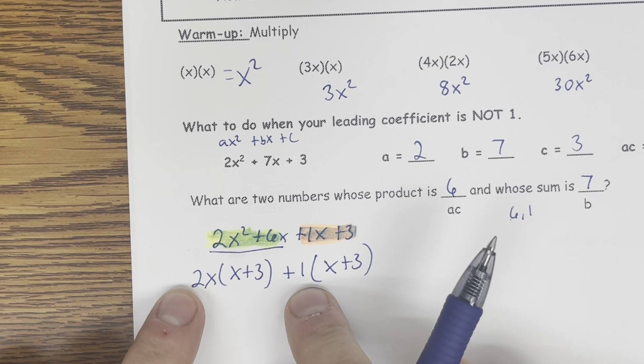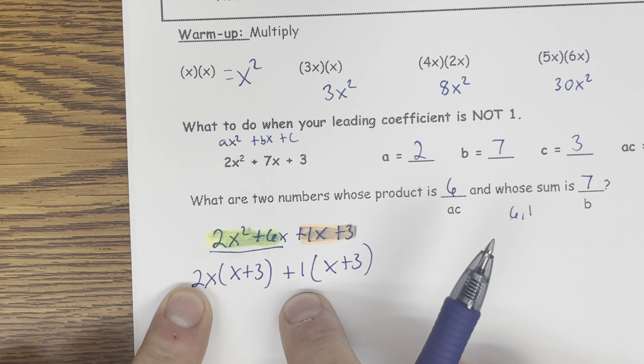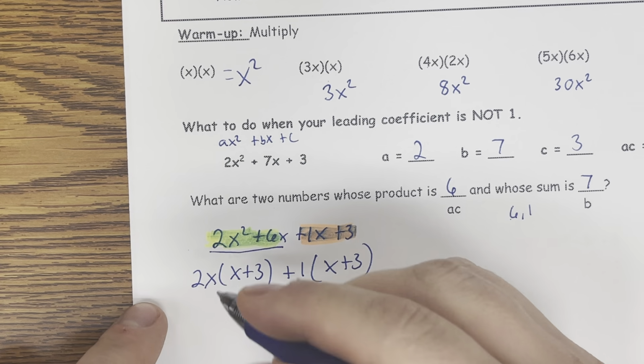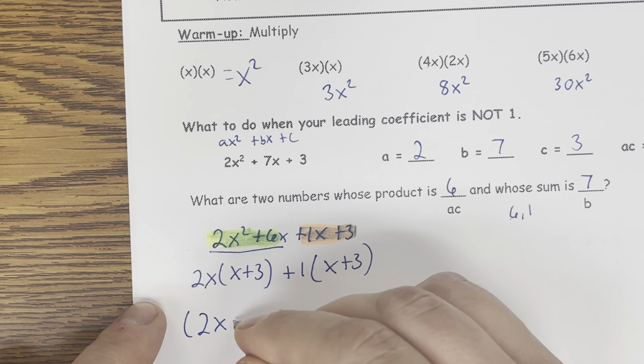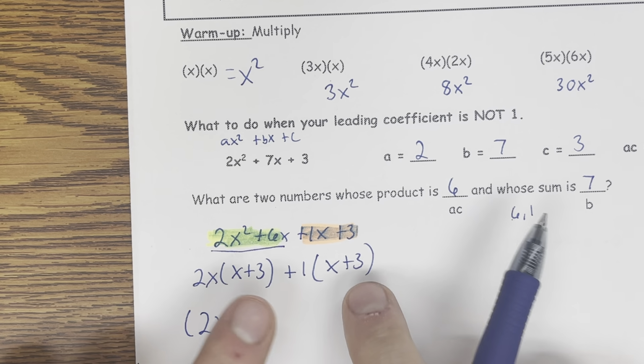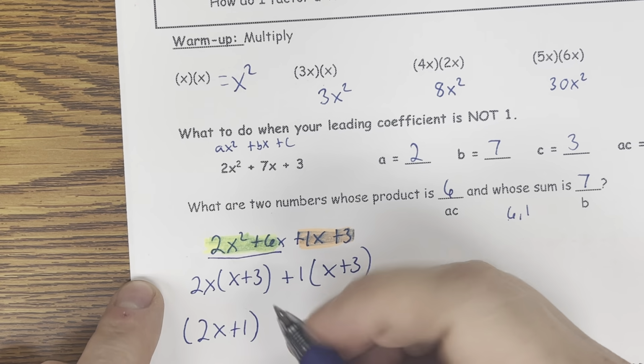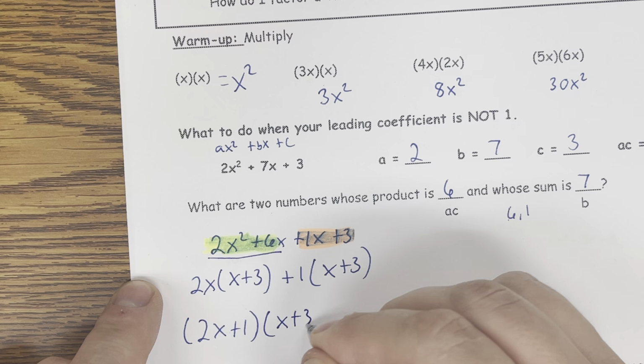Then for us to finish, we take what's outside the parentheses, which is 2x and 1. Those go inside my first set. And inside the second set is the common factor, which is the x plus 3. And we have it factored.